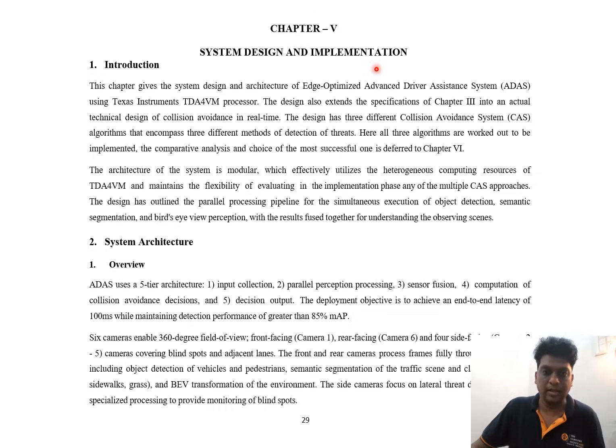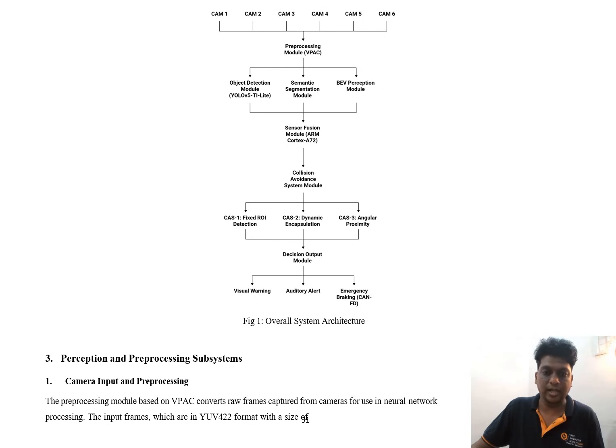So this is chapter 5, the system design and implementation. First I have to give an introduction. From the design alternatives, I should understand which one is the best one. After choosing that, I have the system architecture, then the flow of that architecture. This is a simple sample diagram.